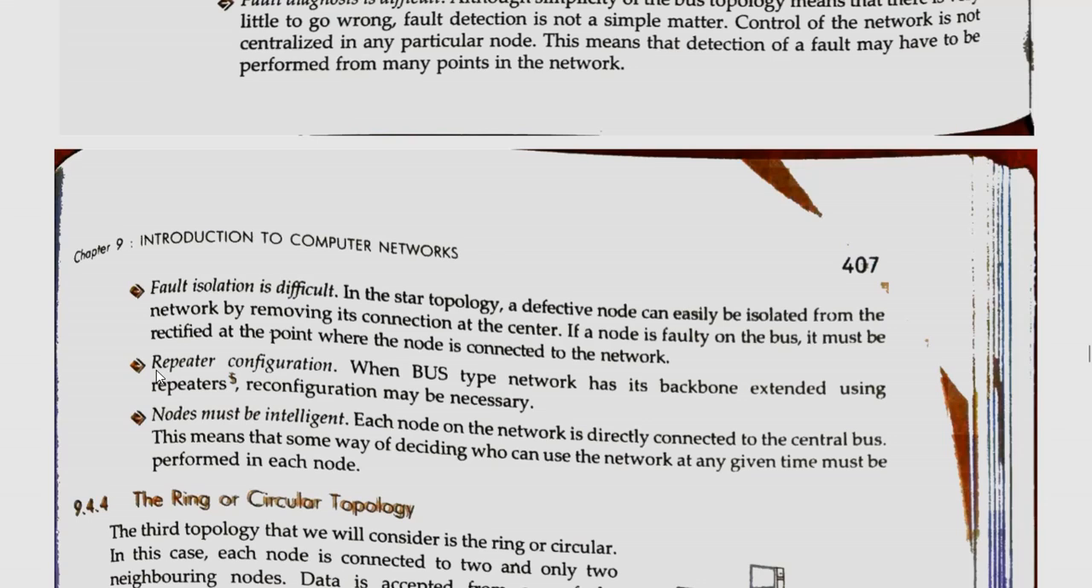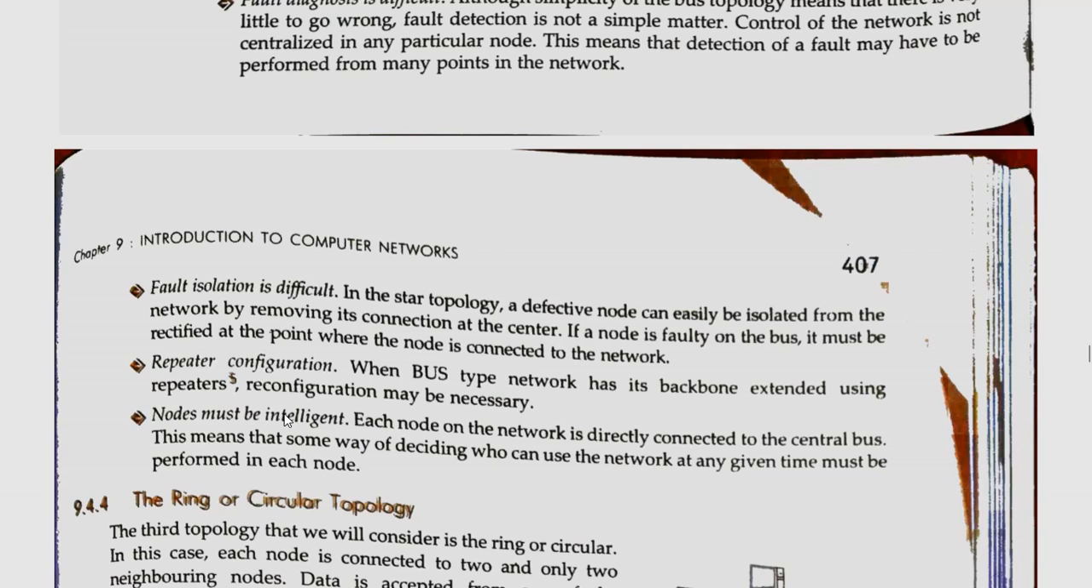Repeater configuration: when a bus type network has its backbone extended using repeaters, reconfiguration may be necessary. So in that condition, when repeaters are being used, reconfiguration will become necessary at that point.